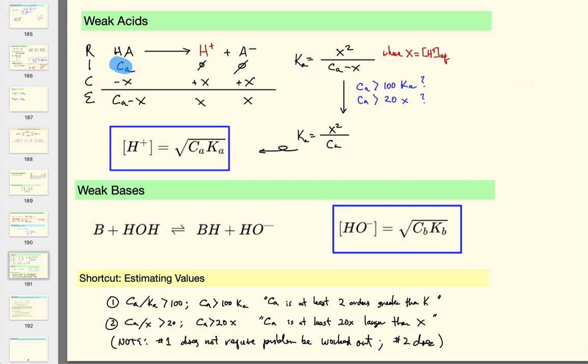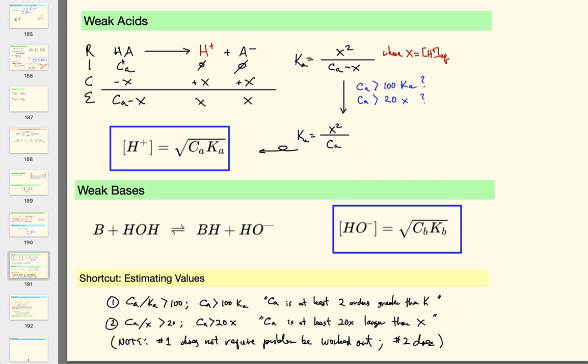So what I'm going to do is walk you through a generic RICE equation. Okay, so how is this going to work out? Well, we're going to have Ca as the initial concentration. You're not going to lose 100%. You're going to lose a certain amount X of acid. A certain amount of that is going to decompose. And so your concentration at equilibrium is going to be your initial concentration minus X. What is X? We don't know. That's what we're trying to calculate.